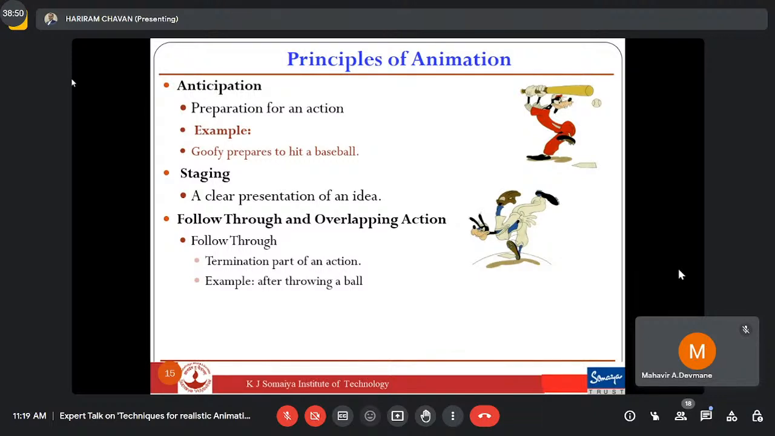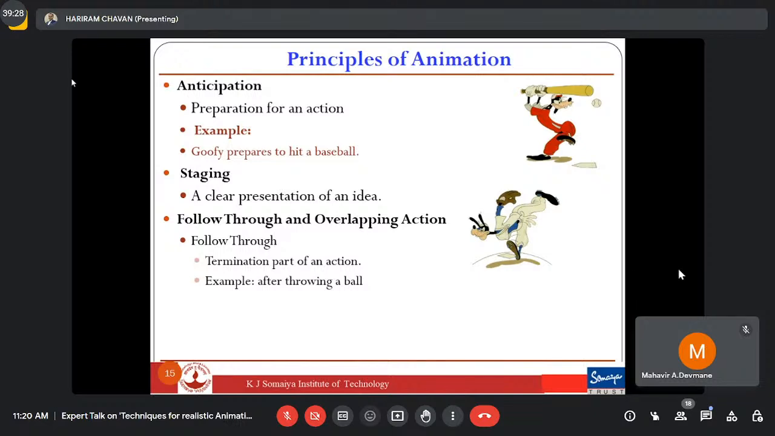So considering that example of cricket, as you might be interested in this, that's why I'm giving this example. What is a follow through, what is the overlapping action, and what is the termination part of it? All this makes a great impact on the animation. So whenever you are thinking about the principles, you need to consider all these cases wherein you have to think about the principles which you need to follow.